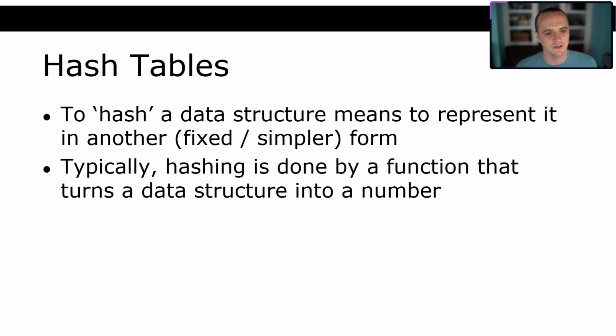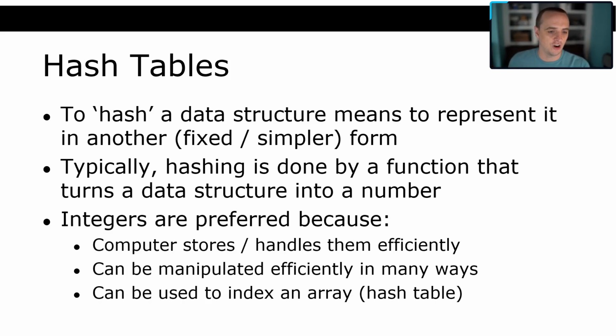So hashing is going to be done by a function that turns some sort of data structure, whether it's a string or a more complex thing, into a number. And integers are preferred as the output number, the result of the hash function, for several reasons. A, we always want to work with integers because computers store and handle integers very efficiently. And we can manipulate integers really efficiently in many ways using bit operations and stuff, which is also really nice.